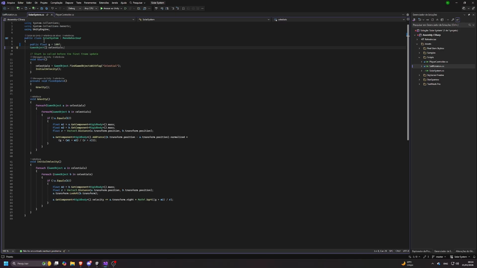This script controls the main orbital logic of the solar system. In Start, the script finds every object tagged as celestial and stores them in the array. It also calls InitialVelocity, so the planets begin the simulation with the orbital motion, instead of simply falling inward.